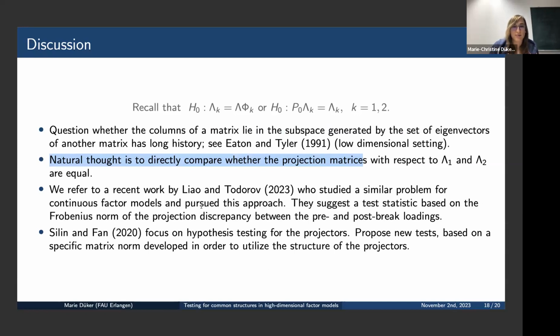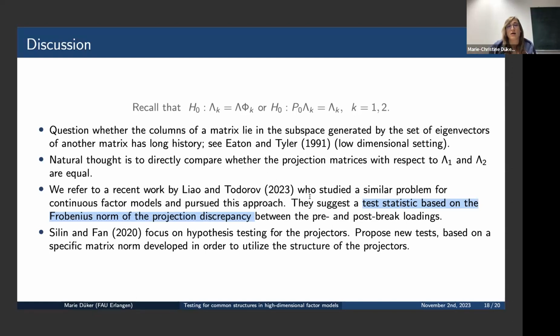And there are 2 interesting papers I want to point out here. The first one is by Liao and Todorov, and they actually did something very similar to our paper. They also studied the same problem, and they suggested a test statistic based on the Frobenius norm of the projection disparity between the pre and post-break loadings. So they actually did the comparison between the projections. But I want to point out that this kind of comparison pushes everything to the high-dimensional setting, right? Because the projection matrices are d-dimensional, or d times d.